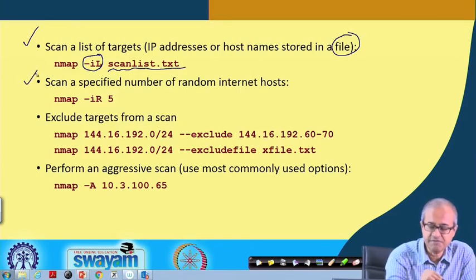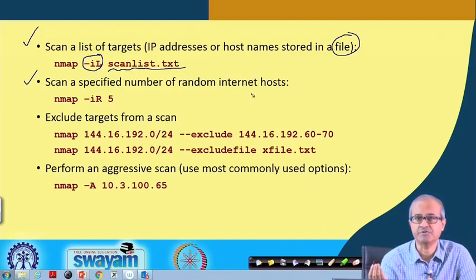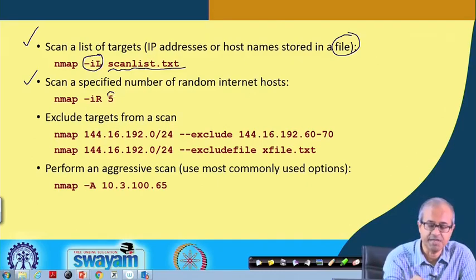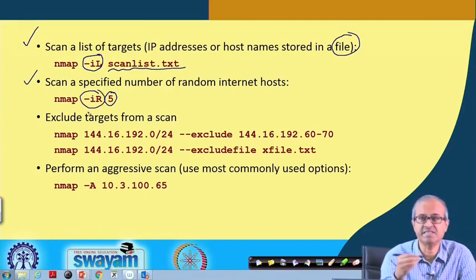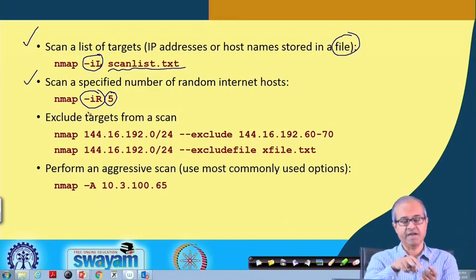Then you can specify a number of random internet hosts. You can specify how many, let us say 5, and -iR indicates random. So, the hosts will be selected randomly, and that many, 5 hosts, will be scanned one by one.